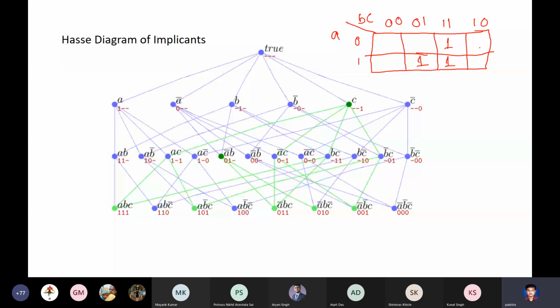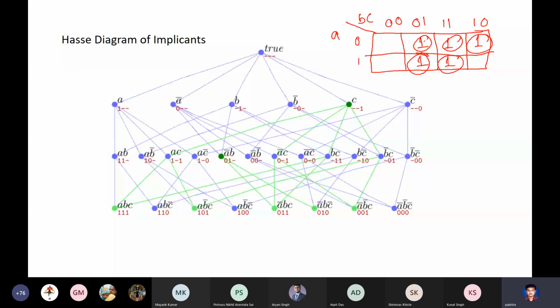Corresponding to this. And you see, so what are my implicants? This is an implicant. This is the base of this Hasse diagram. These are all implicants. Let us look at this. AC is an implicant. A bar B is an implicant. A bar C is an implicant. BC is an implicant. B bar C is an implicant. Can you tell me what is AC? What do I get by expanding ABC bar and A bar BC?